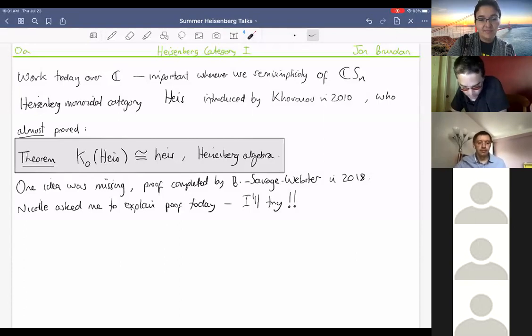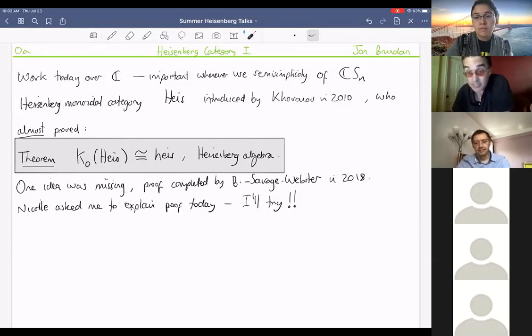What I want to try and do is talk about this Heisenberg category, which was introduced by Michael about 10 years ago, a little more than 10 years ago, and prove the first theorem about it, which is that its Grothendieck ring, the Grothendieck ring of the Heisenberg category, is the Heisenberg algebra. So I've got to define all of these terms, and I'm actually going to try and explain the proof.